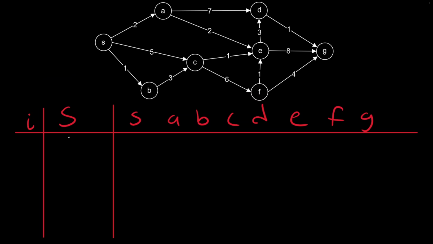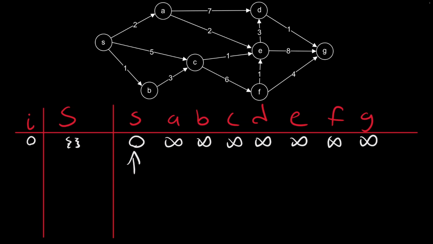Now we start out with an empty set, and this is the zeroth run. We're going to have 0 here, and we're going to assume everything else is infinity. These are the closest distances to S, and S is always 0 because the distance from S to S is 0. So we lock in 0, and we throw this into our priority queue.